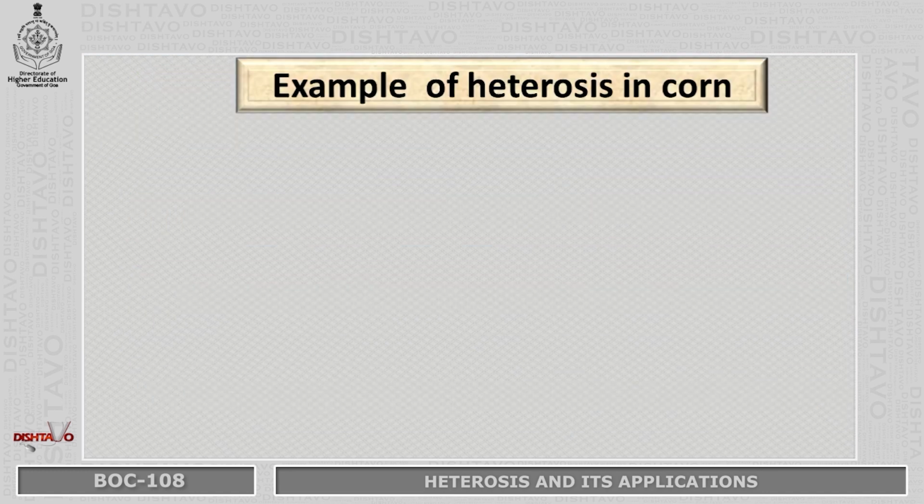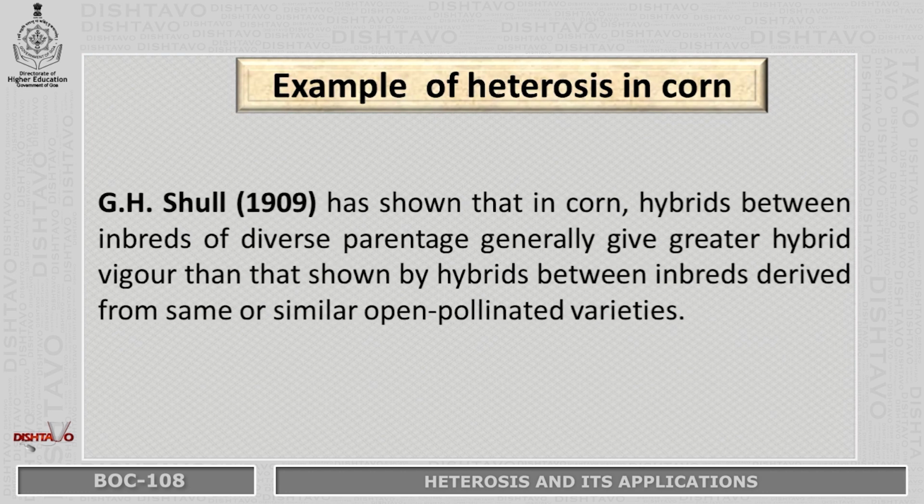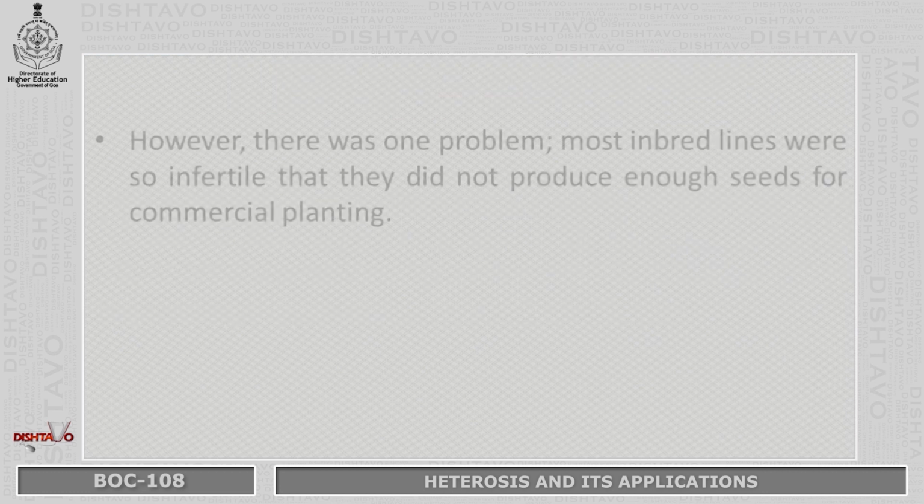Now let us learn about one example of heterosis which is seen in corn. G.H. Shull in 1909 has shown that in corn, hybrids between inbreds of diverse parentage generally give greater hybrid vigor than that shown by hybrids between inbreds derived from same or similar open pollinated varieties.